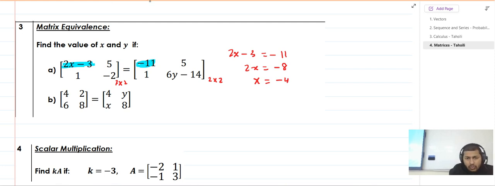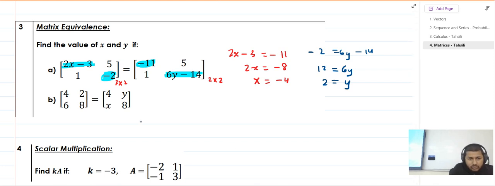Now solving for y, how do we solve for y? We have -2 is equal to 6y minus 14. Taking the -14 over, -2 plus 14 is 12. So 6y is equal to 12. Therefore y is equal to 2 by dividing by 6 on both sides. So I hope you understood this.